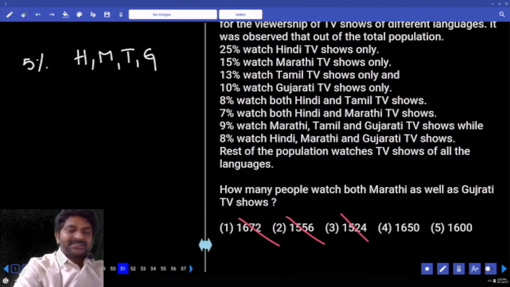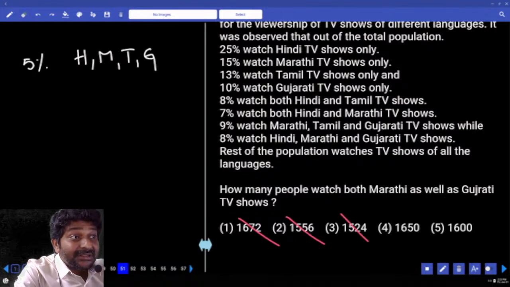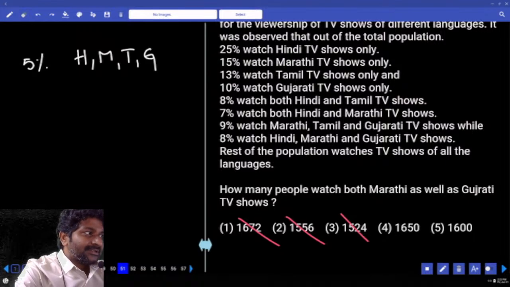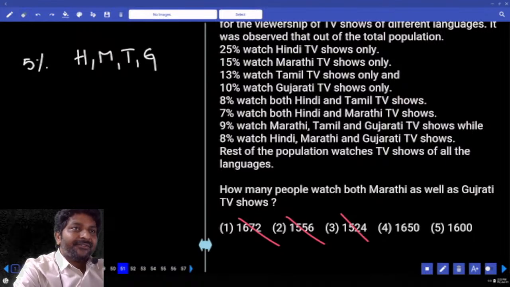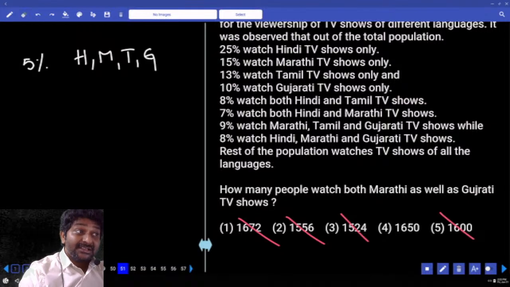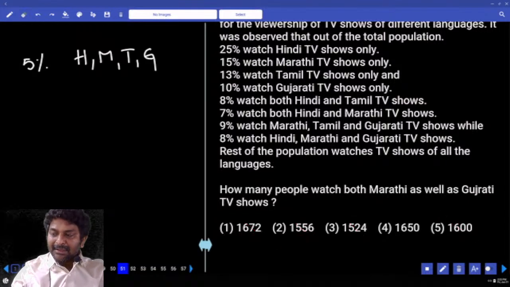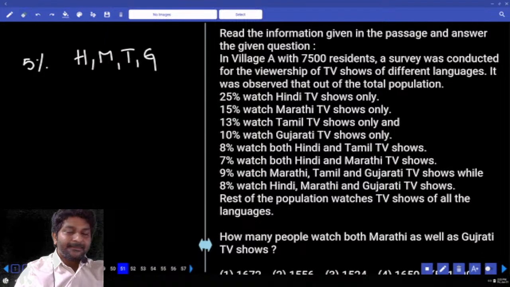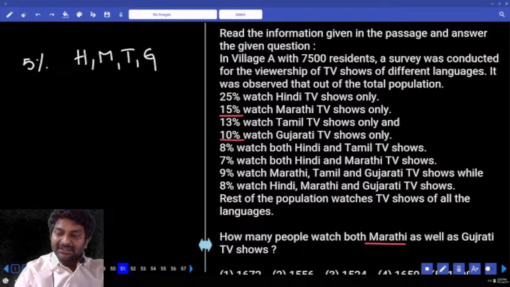Agreed? Now let's go for options. Straightforward, I can eliminate the first three options because they are not 5 multiples, right? And if you concentrate on the fifth option, you can eliminate this option also. Reason? It is not a 3 multiple. Fourth option, final answer. Done? Now if you want to do it, Marathi as well as Gujarati. Wherever Marathi is there, first consider that. Marathi 15, Gujarati 10. Next, Marathi and Gujarati both together.